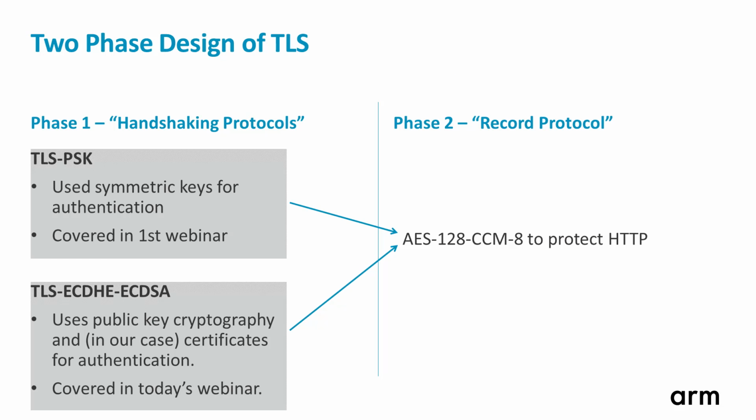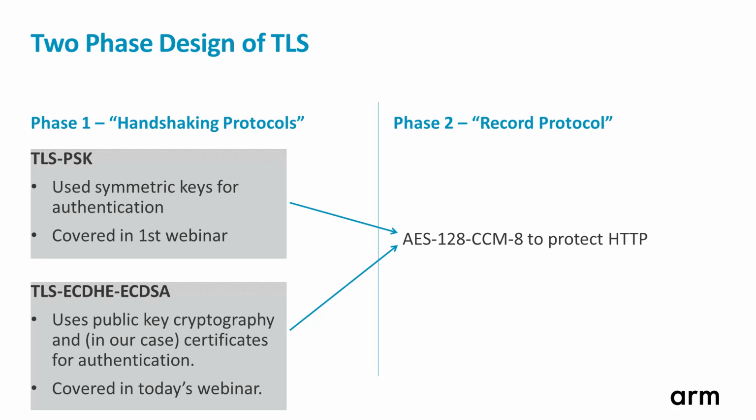To put the use of certificate-based authentication in the context of the TLS protocol, let us look again at the two-phase design of TLS. Regardless of whether you use pre-shared secrets, as we did in the first webinar, or certificate-based authentication, the record protocol will always use symmetric key cryptography. In fact, we use even the same cipher, namely AES 128 CCM8, in both webinars for the protection of application data, which in our case is HTTP. The use of certificate-based authentication really concerns the handshaking protocol, as shown in those boxes.